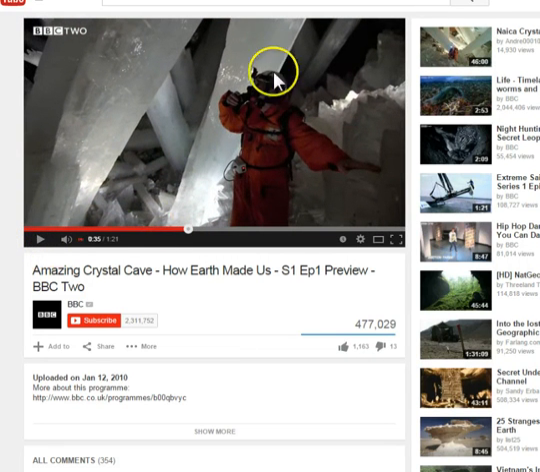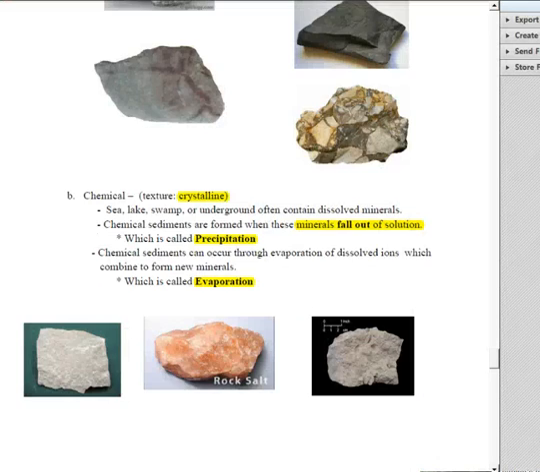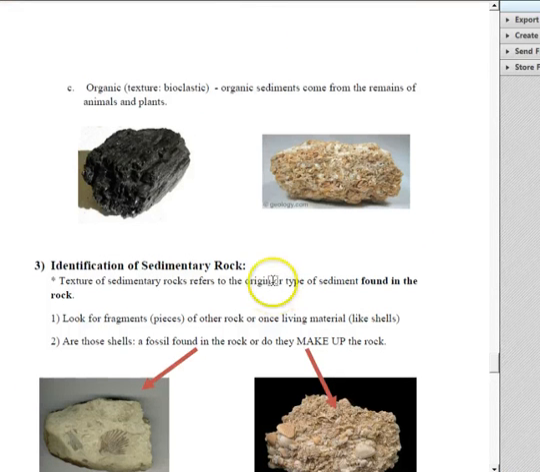So if we look here, this guy is standing next to these crystals that have formed deep in a cave due to that chemical sedimentary rock process. The last type of process that's going to form sedimentary rocks is organically, and the texture we're going to see is bioclastic. Organic sediments come from the remains of animals and plants.